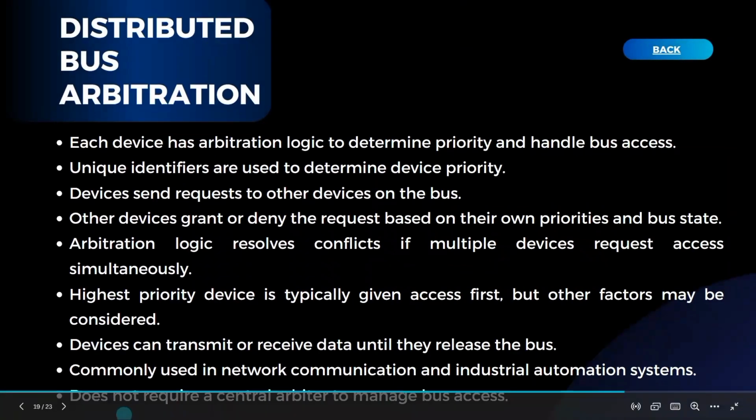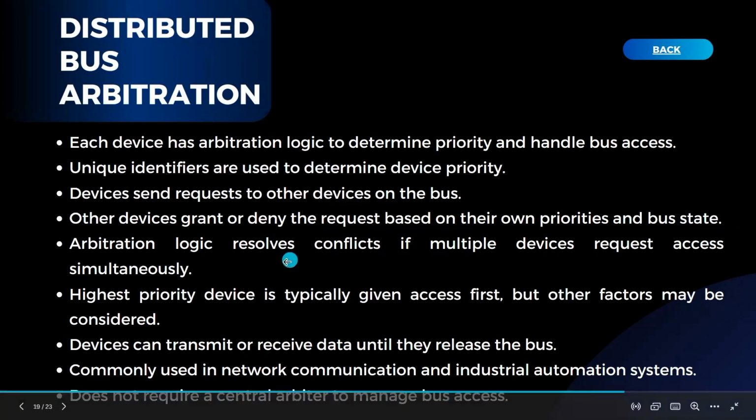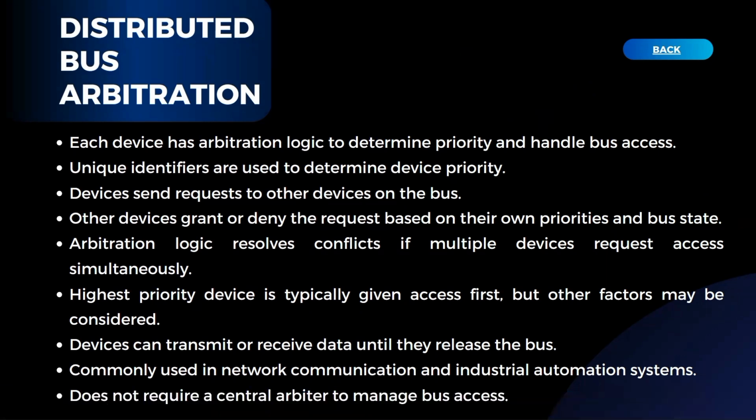The next type is distributed bus arbitration. It is a type of arbitration mechanism that allows multiple devices to access a shared bus fairly and efficiently. Here are some points explaining distributed bus arbitration. In a distributed bus arbitration system, each device connected to the bus has an arbitration logic that determines its priority and handles its access to the bus.